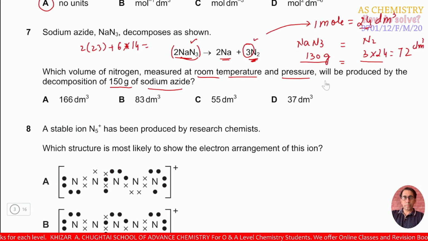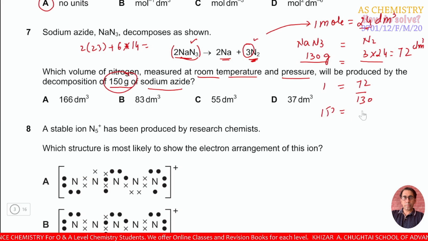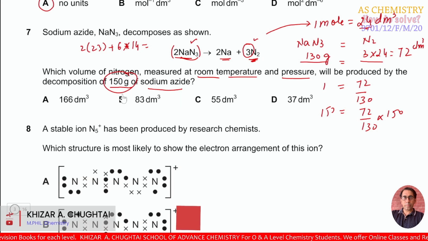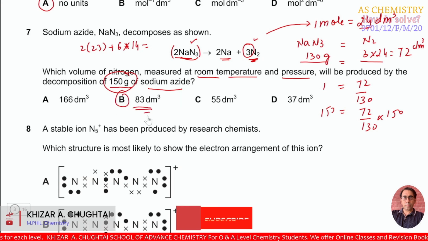And if we are using 1 gram, 72 over 130, and at the spot we are using 150 gram, so 72 over 130 into 150. So 72 multiplied by 150 divided by 130, then the answer is equal to 83.0. I mean B is the correct option.